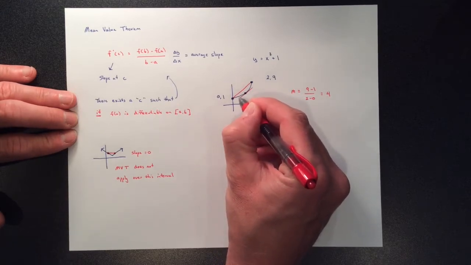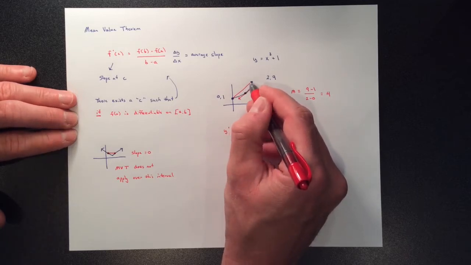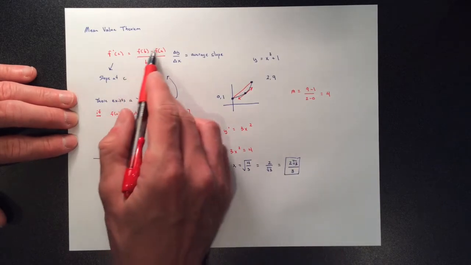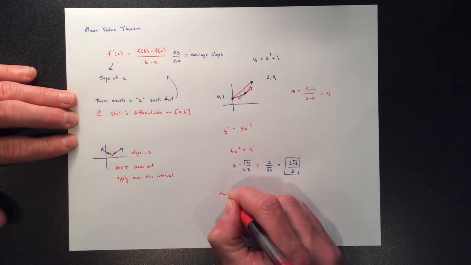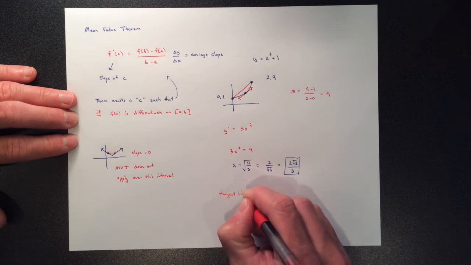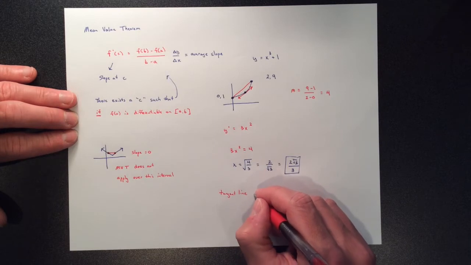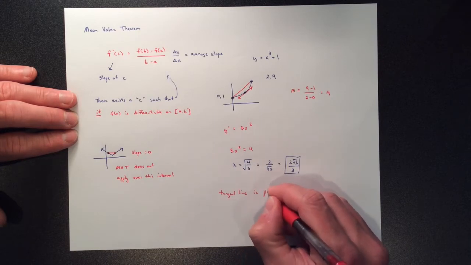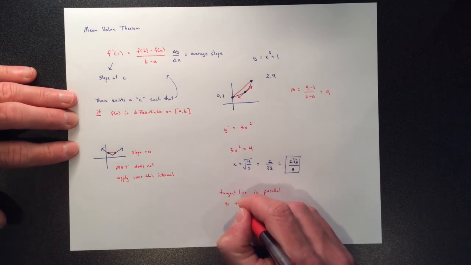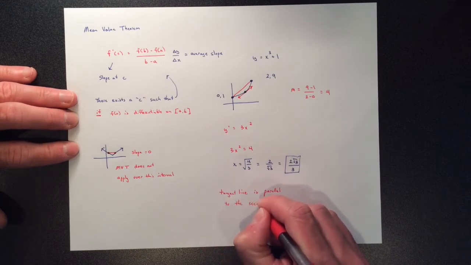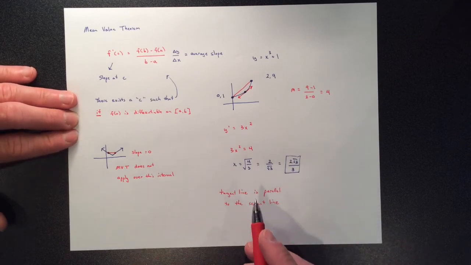And if you look at this, what we're claiming is that the tangent line and the secant line are parallel. That's another way to look at this. The tangent line has the same slope at that point, is parallel to the secant line, and the secant line is just the line connecting the two points. Okay, and that's really all the mean value theorem says.